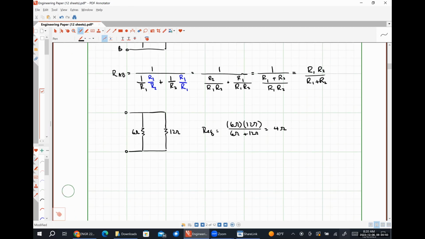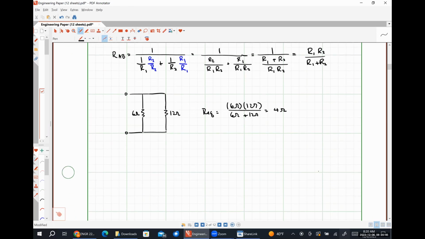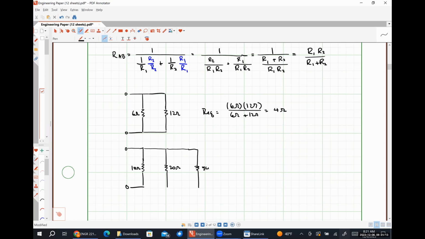Now, just as a quick thing here, let's do 10, 20, and 50. This probably isn't going to come out cleanly, but it'll be okay.